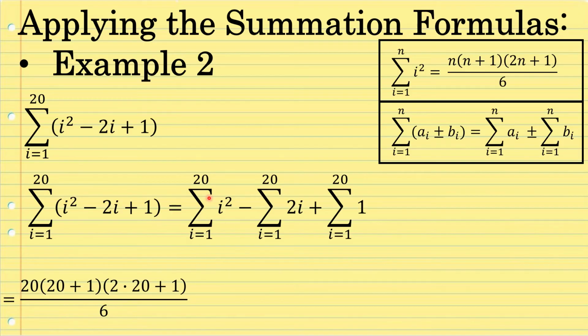So the result of the sum as I goes from 1 to 20 of I squared, 1 squared plus 2 squared plus 3 squared, the whole way up to 20 squared, can be represented by this expression.